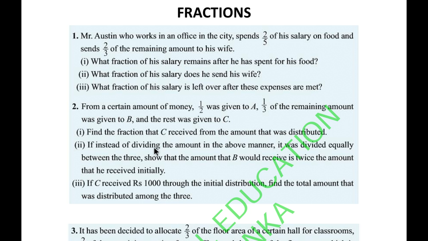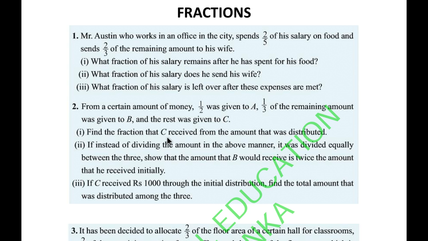For the first one, A receiving half is no problem. For B's portion, from the remaining half you need to calculate 1/3, so B is receiving 1/6. The question asks to find the fraction that C received from the amount. That is 2/6, which equals 1/3.